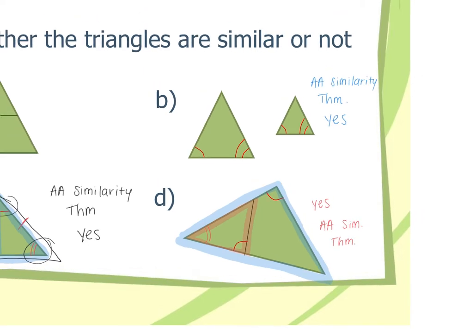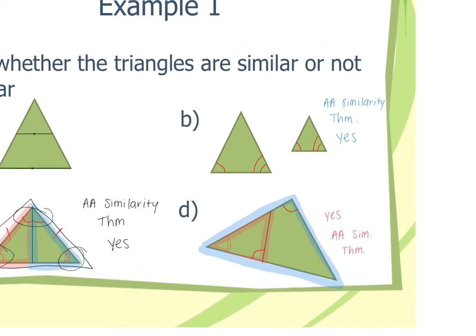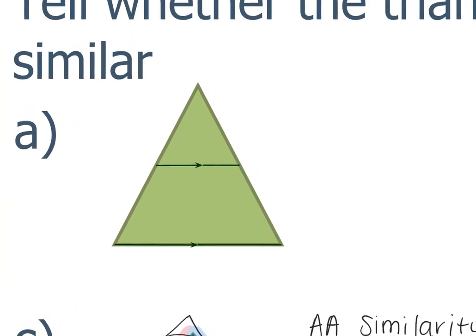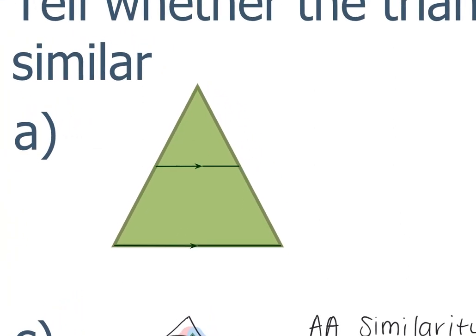Okay, now we're going to go to A. A is tricky, okay? Let's highlight first the two triangles. Here's our smaller one. And here's our bigger one. They don't give us anything other than that these two sides are parallel.